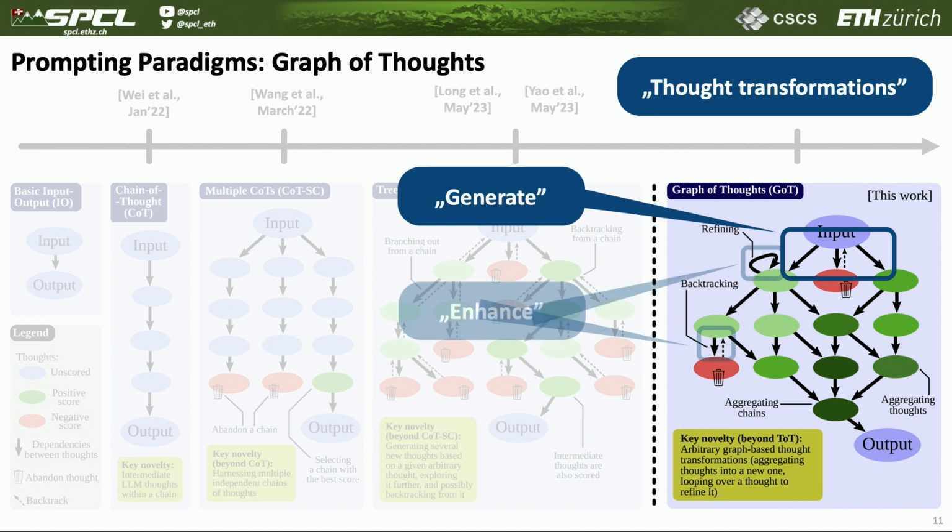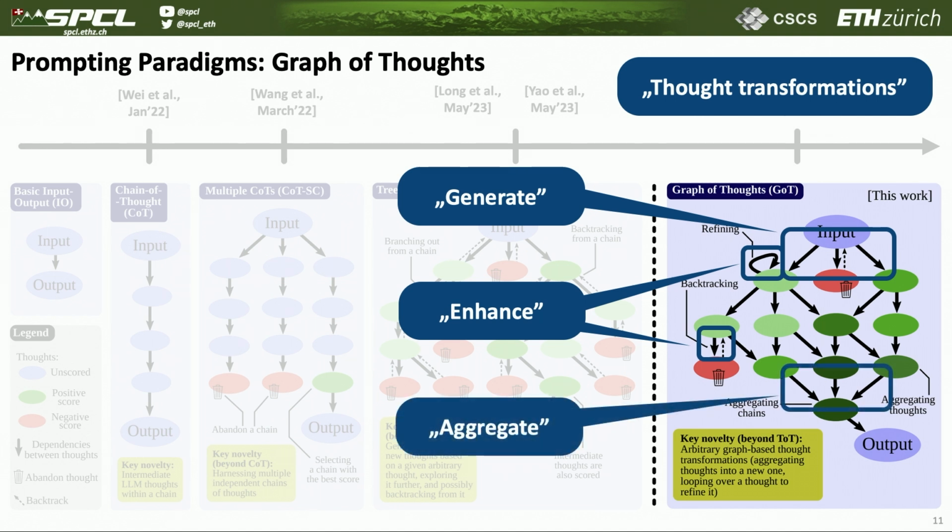But then we also provide the enhance step, where the thought can be refined iteratively, using the loop that we use to model it in a graph structure. And then the aggregate thought transformation, where we can take a couple of different thoughts or even a couple of different reasoning chains and combine them synergistically to produce an even better outcome. That's really the main power behind graph of thoughts.